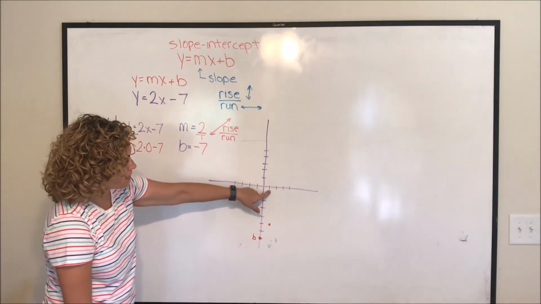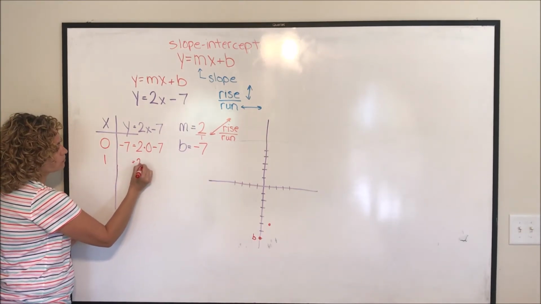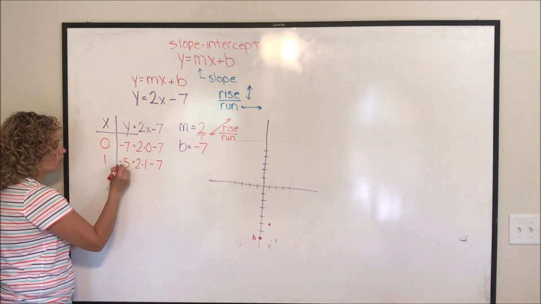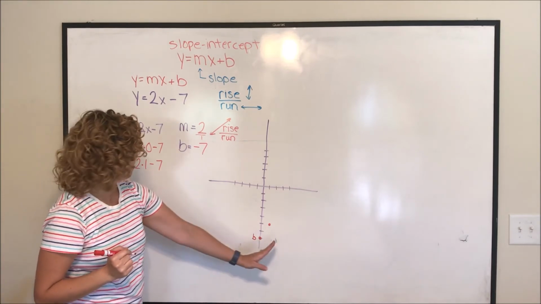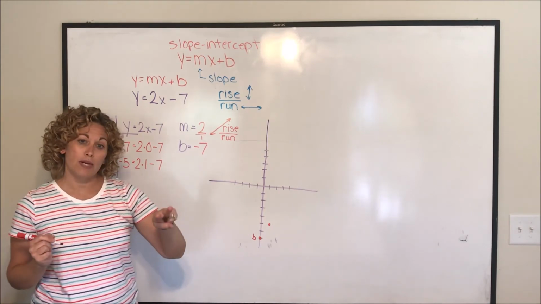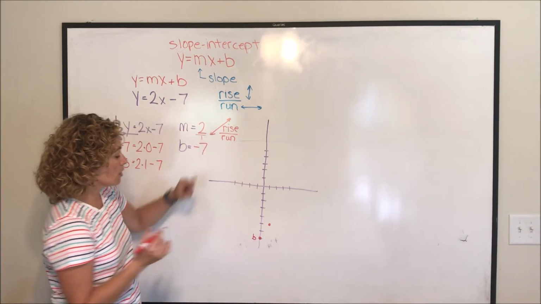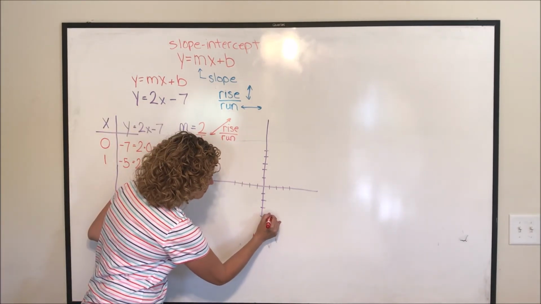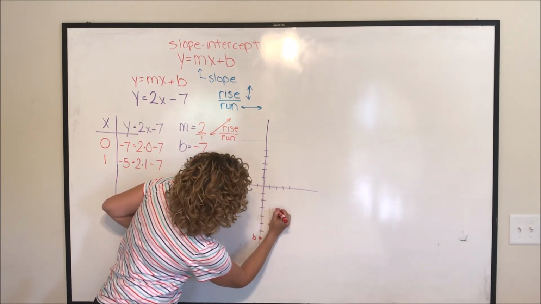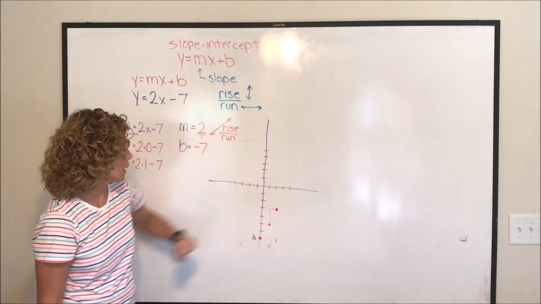If I wanted to check it, that says my x is 1. If I chose an x of 1, I would have 2 times 1, which is 2. Take away 7 would give me a negative 5, which is this point here. It is 1, negative 5. Okay? 2 points make a line, 3, you can guarantee it's a straight line. So from this point, I'm again going to rise 2 and run a positive 1, which is about right there. Okay. That's the point when x is 2, I got a negative 3.